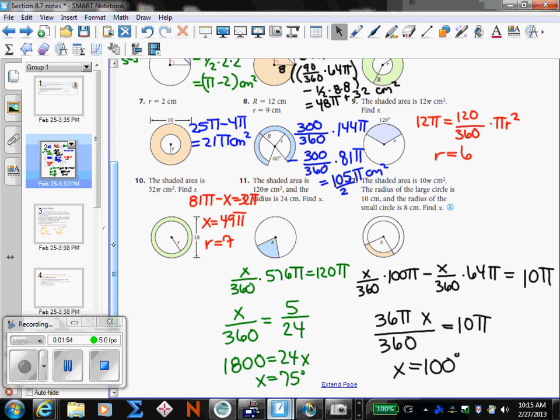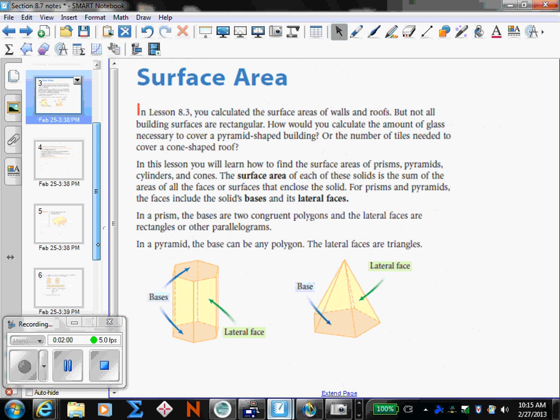Okay, so let's talk about section 8.7. We are going to be doing surface area of our three-dimensional shapes. So you have cutouts of all the shapes that we are going to talk about. Notice that there are two examples here. So in this first one, it is a prism because the top and the bottom are the same.